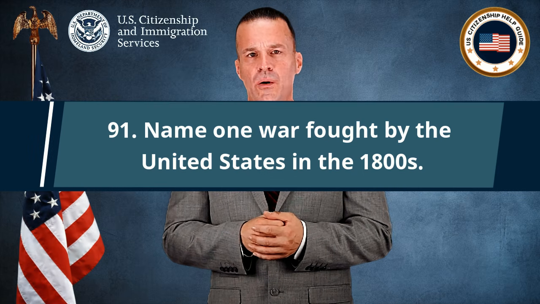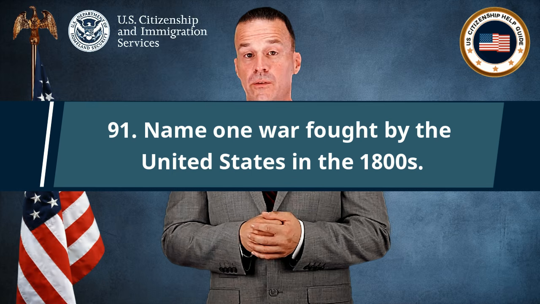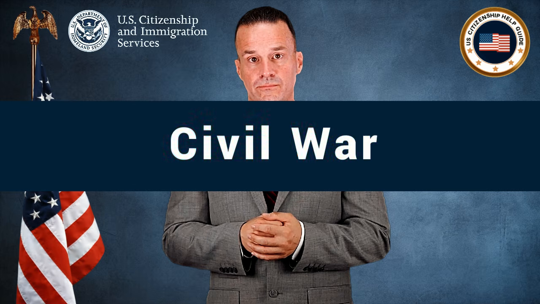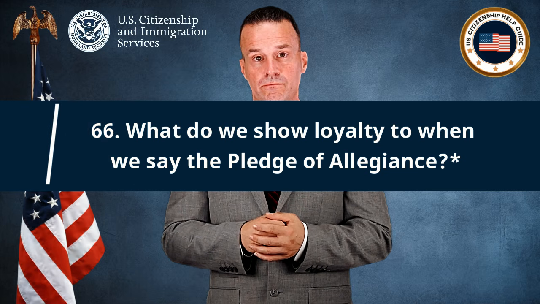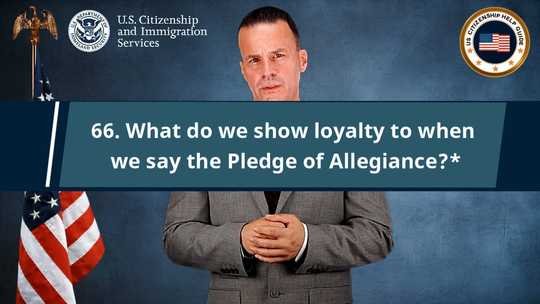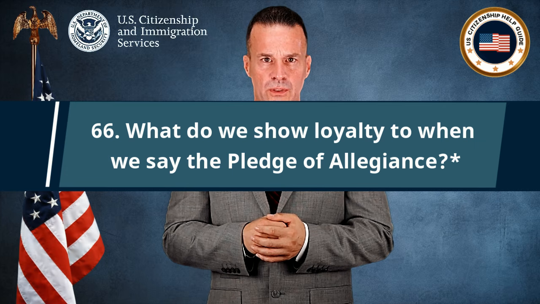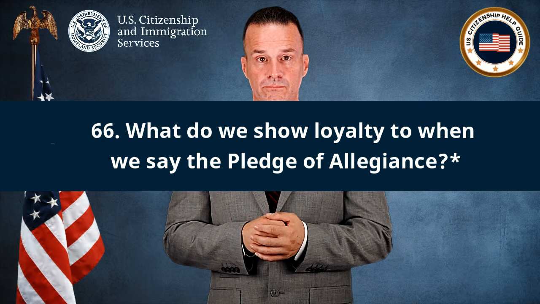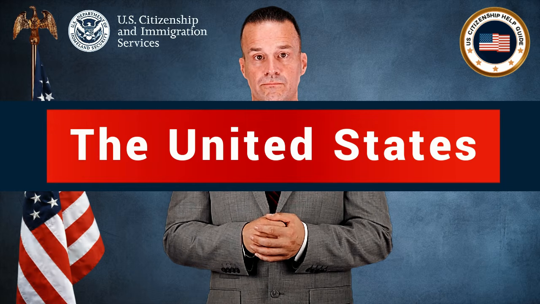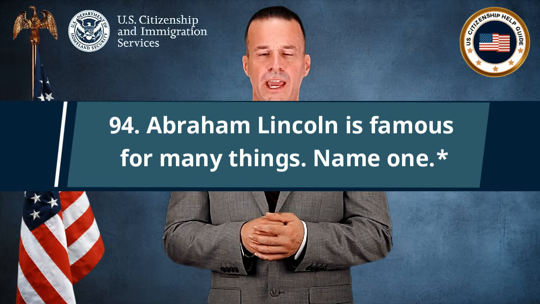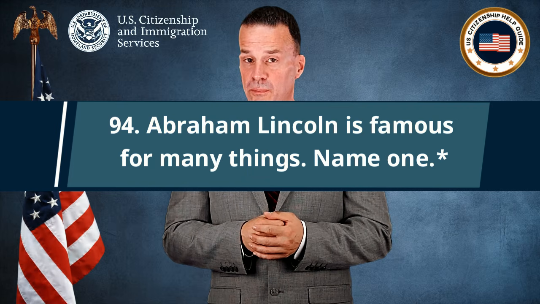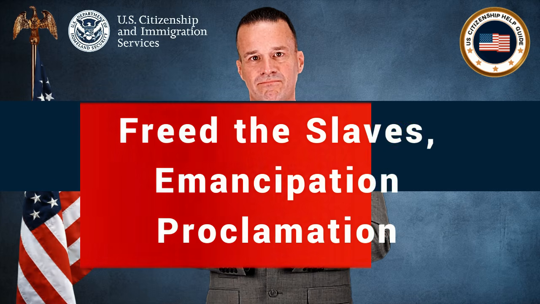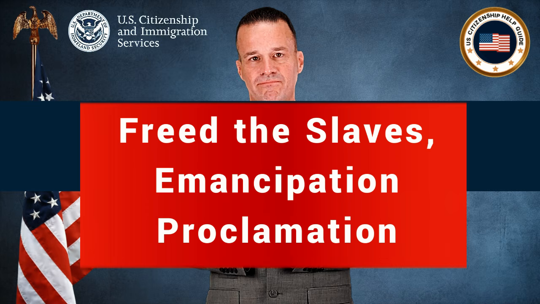91. Name one war fought by the United States in the 1800s. Civil War. 66. What do we show loyalty to when we say the Pledge of Allegiance? The United States. 94. Abraham Lincoln is famous for many things. Name one. Freed the slaves. Emancipation Proclamation.